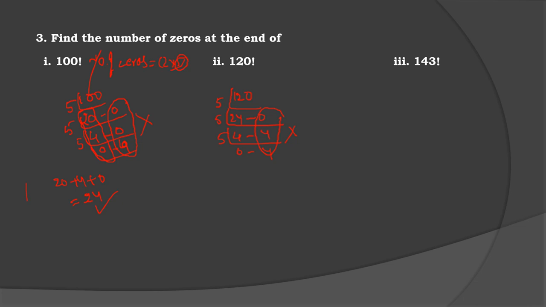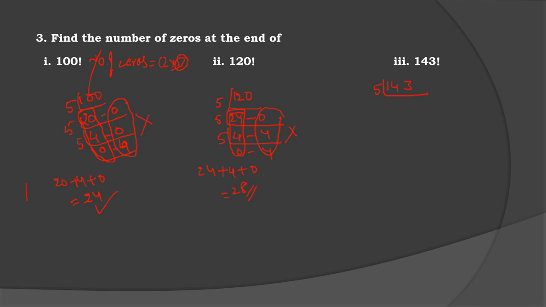Just add only the quotient values, I'm sorry for this. So add only quotient values, then the sum of quotient values 24 plus 4 plus 0 equals 28 zeros at the end of 120 factorial. So, clear. In the same way, 143 factorial divided with 5, successive divisibility with 5.